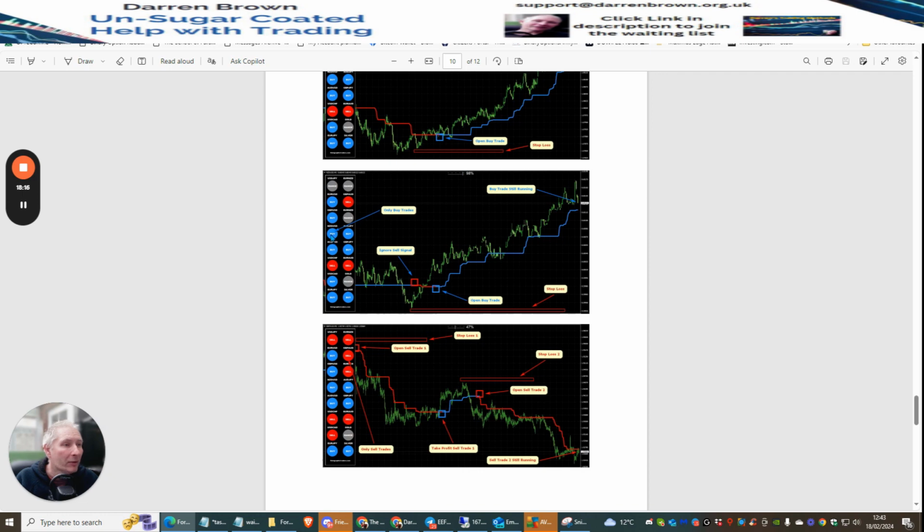Here's another demonstration in a buy trade. This is a buy trade with NZD USD. You ignore the red, if it comes up, and you just stay inside the range.